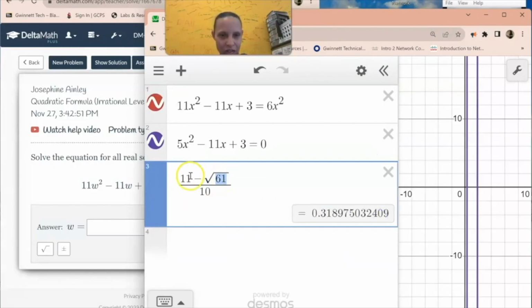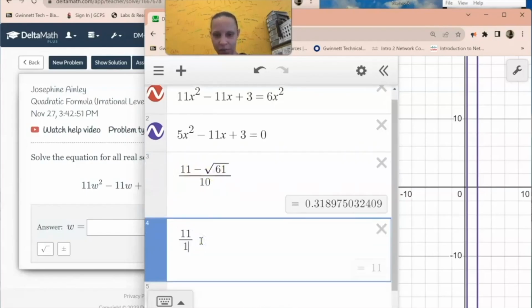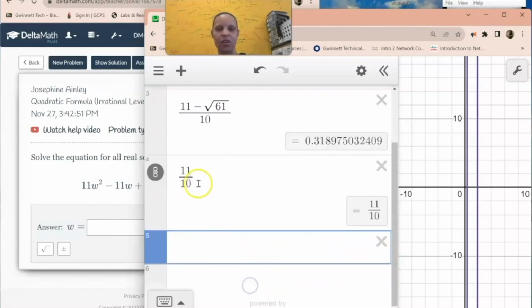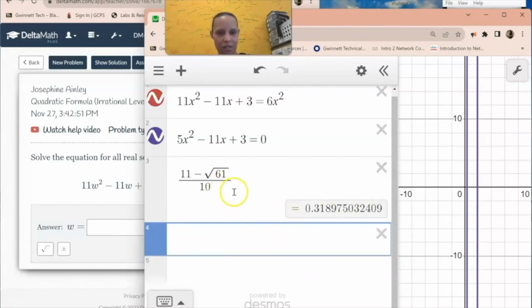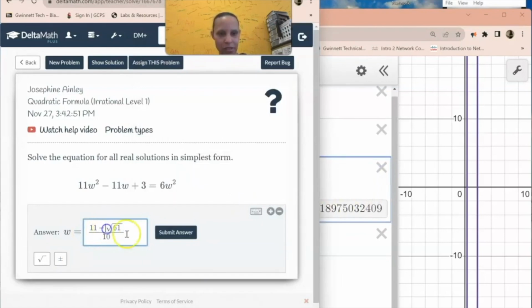The last thing I need to check is, can I simplify top and bottom? So can I do 11 over 10 and it simplifies, as well as 1 over 10 and it simplifies? Let me check. 11 over 10. All right. It still stays 11 over 10. So because the first one doesn't simplify, the second one does not, which means that this is my answer, plus and minus. So I'm going to copy, paste it, and then change this to plus and minus.